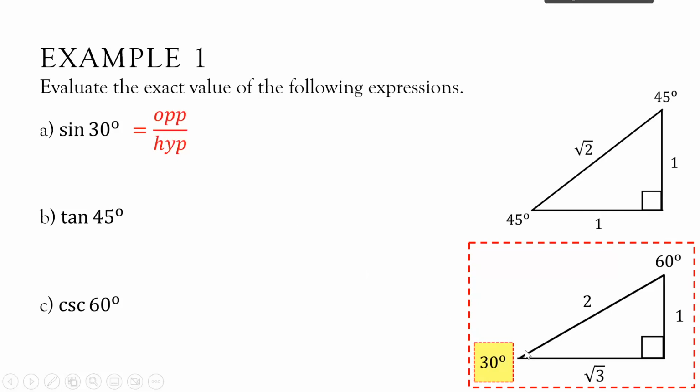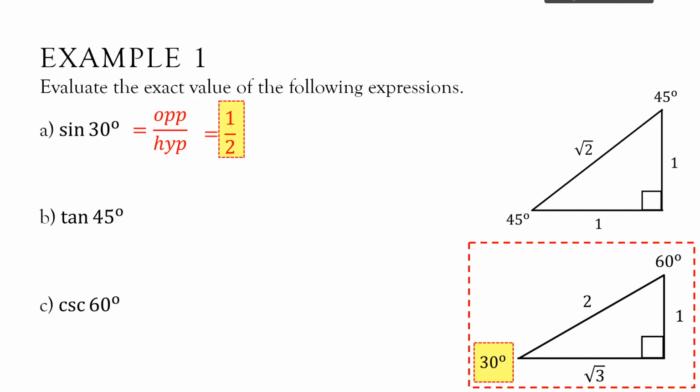So using my special right triangle, that's exactly what I'm going to do. My opposite is 1. My hypotenuse is 2. So I have 1/2 as my final answer. And this is already simplified all the way. I can't really break down 1/2 any simpler than that.